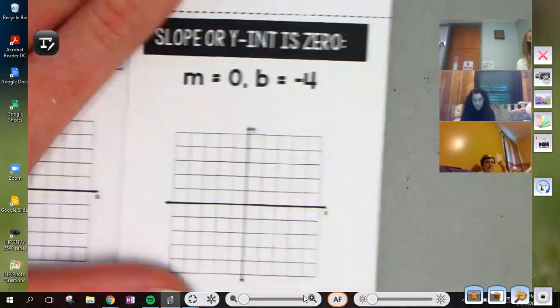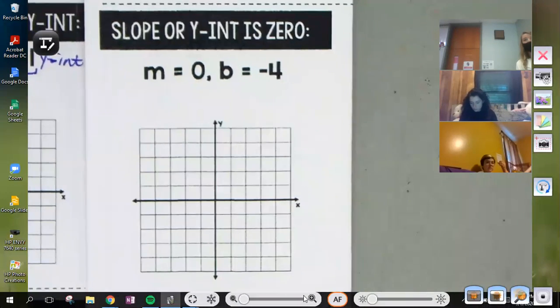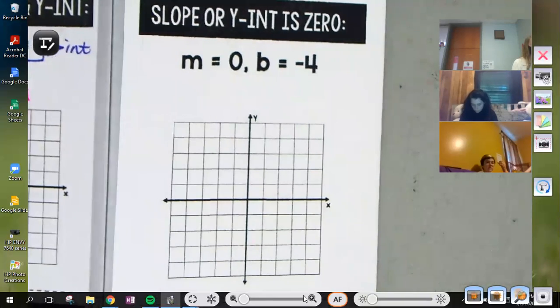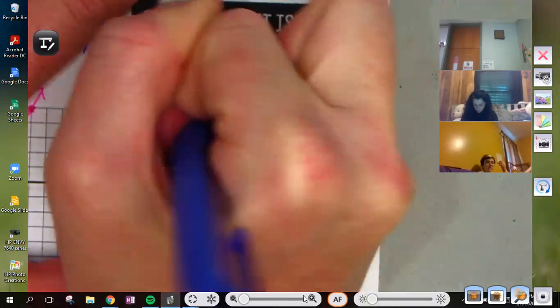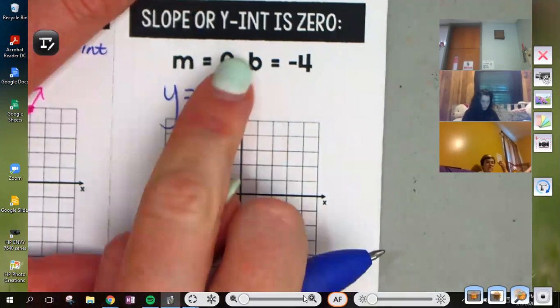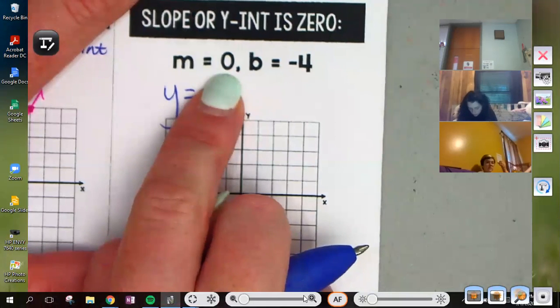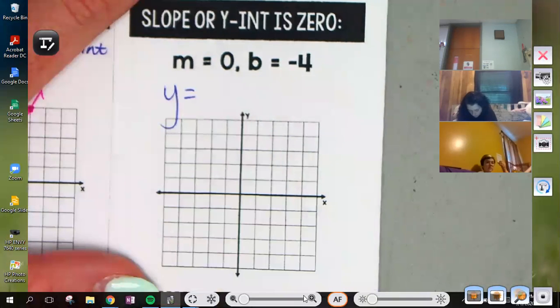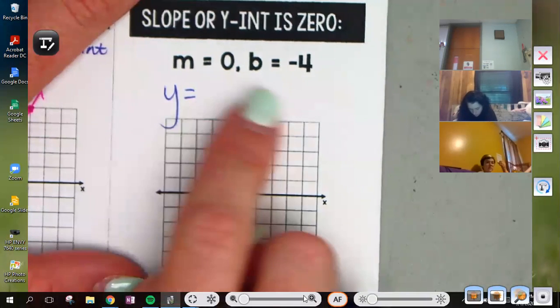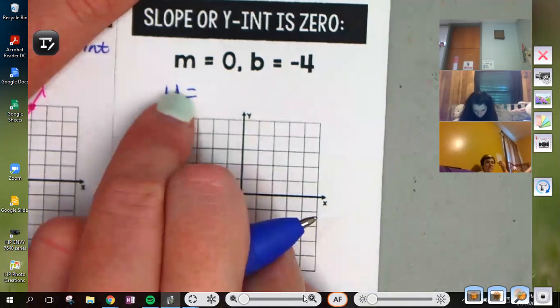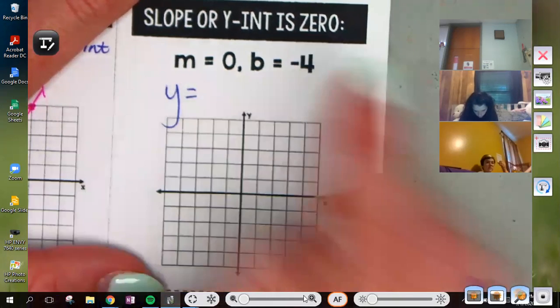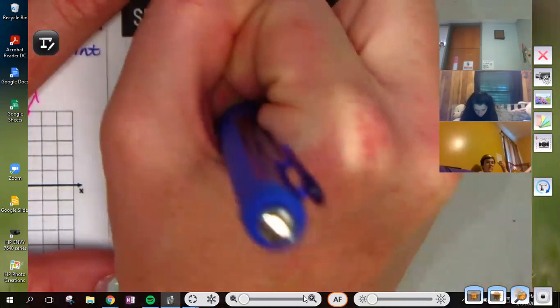Okay, let's look at the next one. The slope or y-intercept is 0. Okay, so we always start with y equals. Do we have a slope? No, it's 0. So we don't even have to write 0x, because that's just 0. So then that means we just have y equals what? -4.